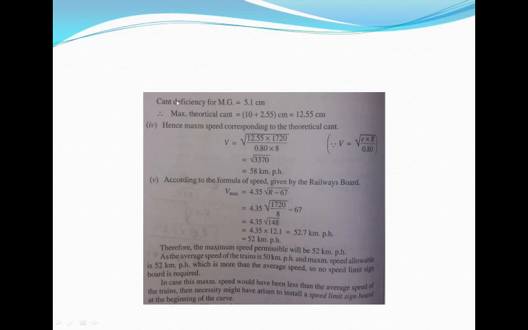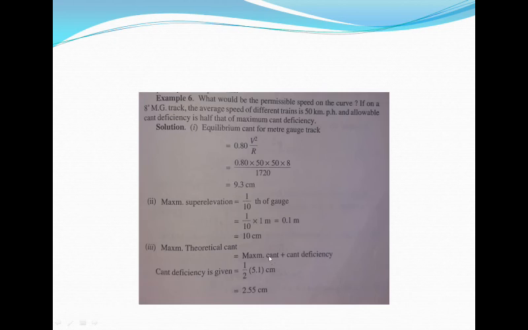So the same thing is explained. I have got the cant deficiency for a meter gauge track as 5.1 centimeters from the table. Therefore, maximum theoretical cant is equal to maximum cant plus cant deficiency. You should not substitute the value of maximum cant deficiency. You have to substitute the value of the cant deficiency. Maximum cant is taken as 10 centimeters.